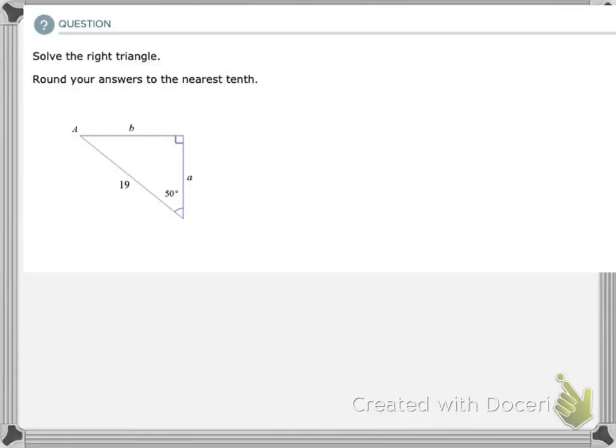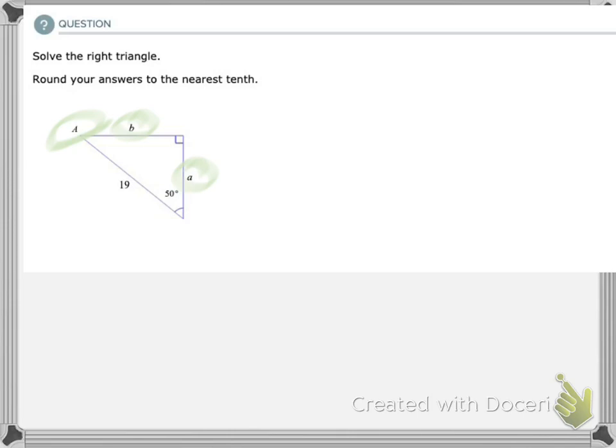Okay, we're going to do a right triangle. This is solving the right triangle. What this problem is asking us to do is find the value of this angle and the length of these two sides. So we've got three different things that we've got to find out here.